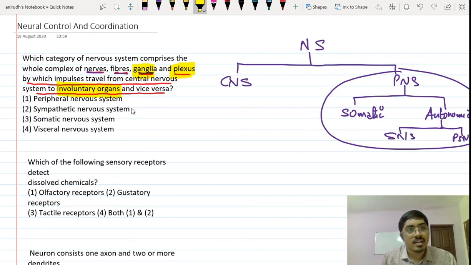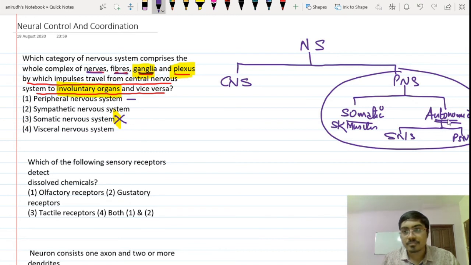Out of this, I can simply rule out the somatic nervous system. The somatic nervous system is for the skeletal muscles, while the autonomic nervous system is for the involuntary organs. Stomach, heart, intestine, all these things are involuntary organs. So the autonomic nervous system is my answer. Here I have multiple options for this. So this is not my option. Peripheral nervous system: the autonomic nervous system is a part of the peripheral nervous system. So this can be my answer.